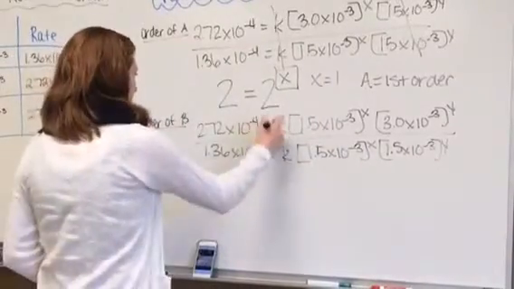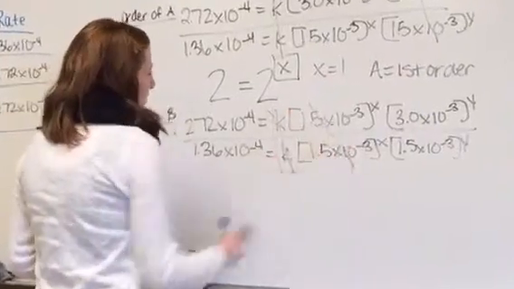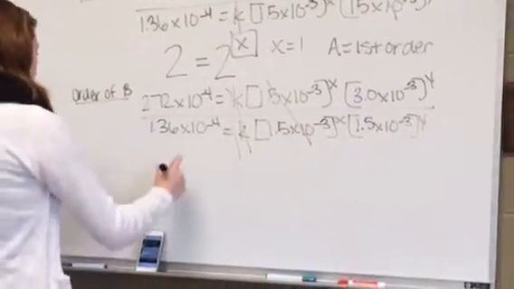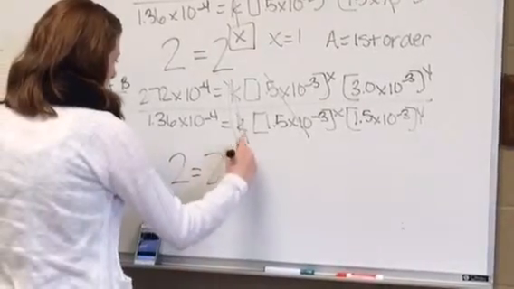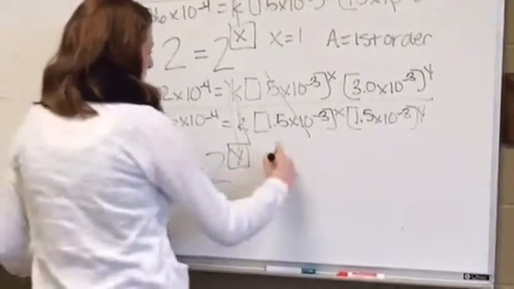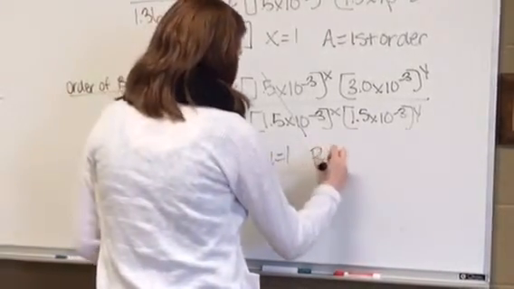When we do that, our K's cancel out again, and this time our concentration of A cancels out. So we're left with 2 equals 2 to the Y. So our Y equals 1 again. So B is also first order.